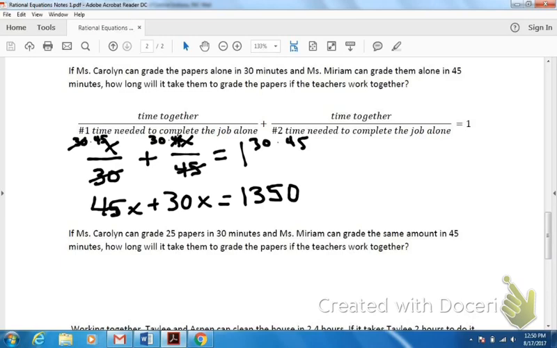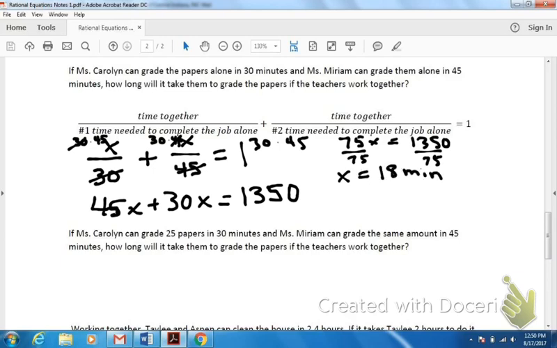So 30 and 45 make 75x equals 1350. And then when you divide by 75, you get 18. Does it come out nice and even? I divided by 75, it said 18. Yep, 18.